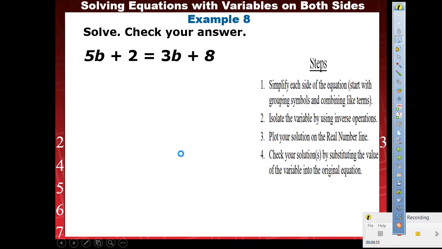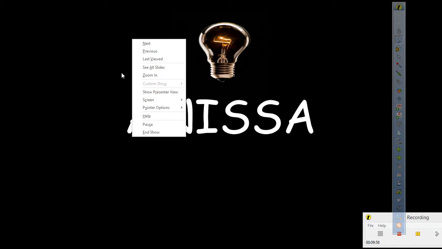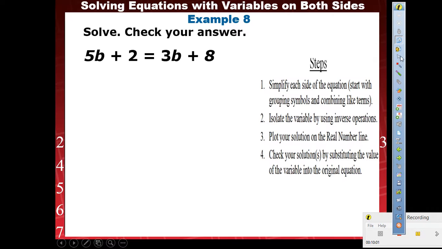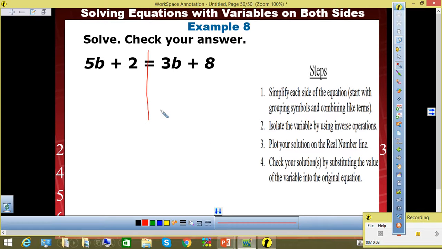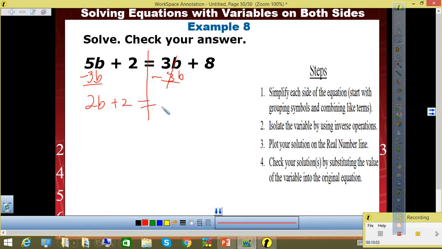Help me with this one, please. Anissa? What do I do? Subtract 3b from each side. Continue. And you got b equals 3. That is correct. Let's continue.